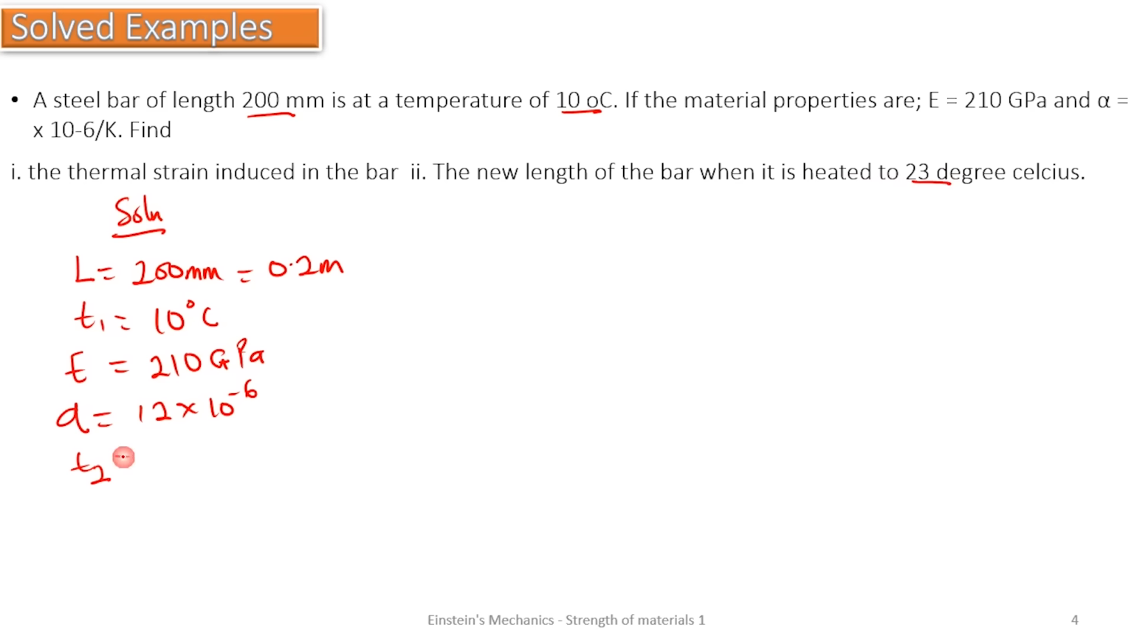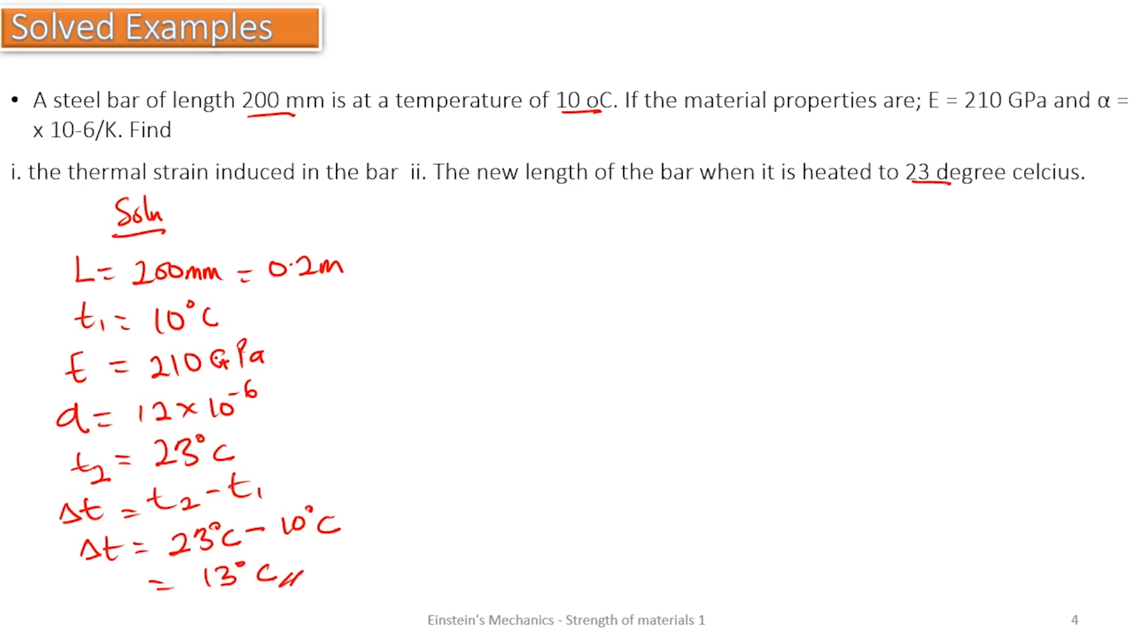So our T2 now is what? 23 degrees Celsius. So can we find our change in temperature now? Yes. Our change in T is going to be T2 minus T1. So change in T will be 23 degrees Celsius minus 10 degrees Celsius. And I'm going to get 13 degrees Celsius.